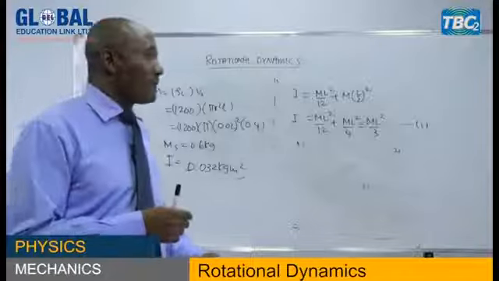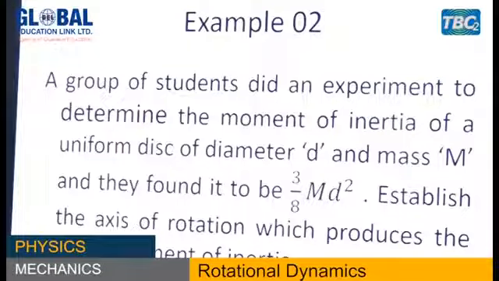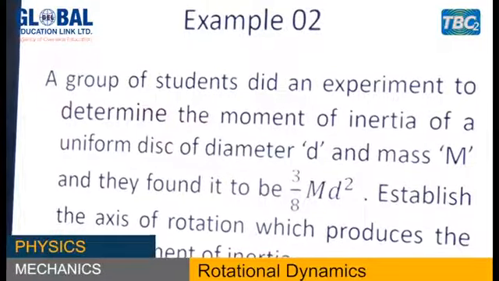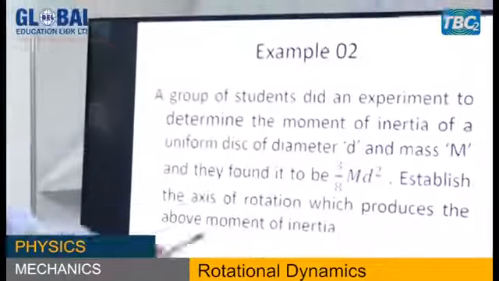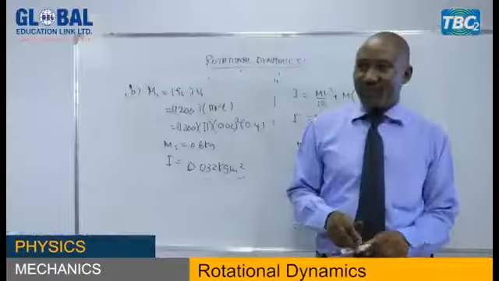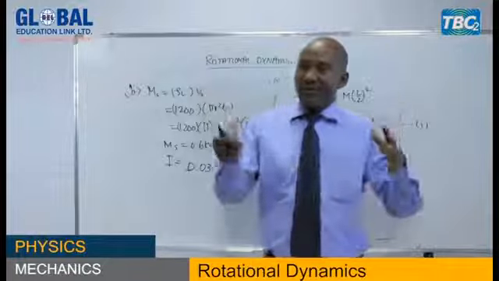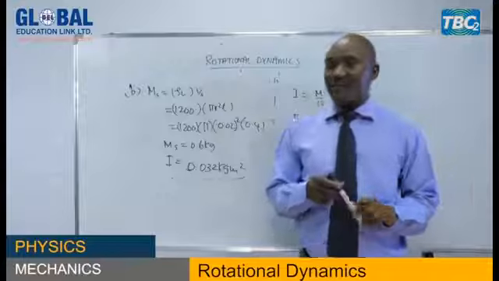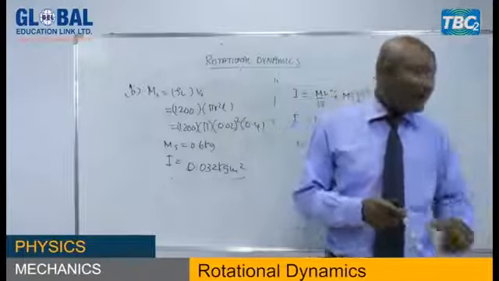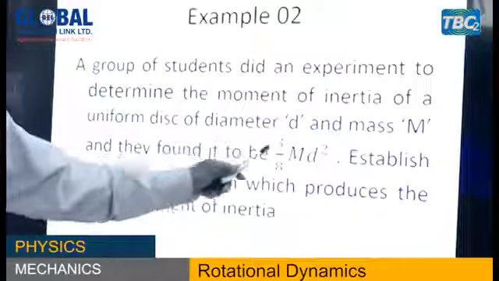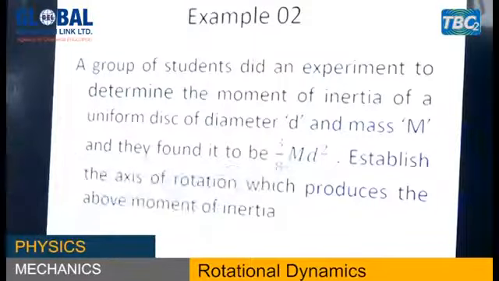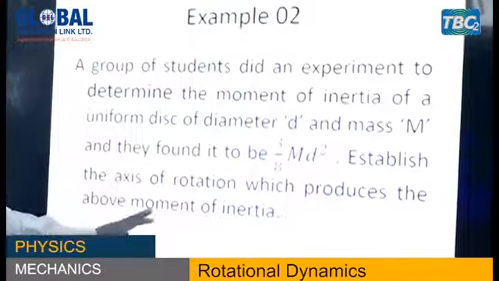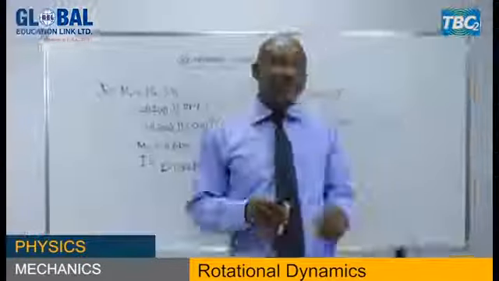Example number 2: a group of students did an experiment to determine the moment of inertia of a particular disk of diameter d and mass m. We don't know the axis of rotation. We are told they did an experiment to determine its moment of inertia, and they found it to be 3/8 md squared. Now the question is, establish the axis of rotation which produces the above moment of inertia.